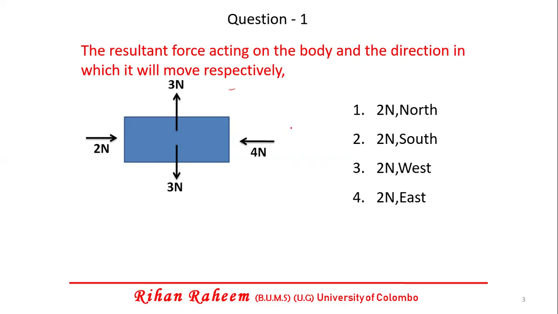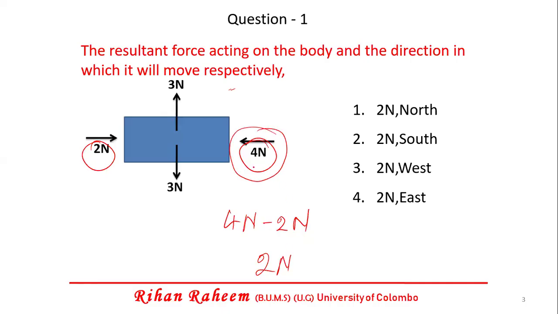Okay, then let's continue. Here, look at the left and right forces. We have a 4 Newton force here and a 2 Newton force here. It's very simple. It's in the opposite direction. So, collinear forces or parallel forces in the opposite direction, we have to subtract. The larger force minus the smaller force. 4 Newton minus 2 Newton. We will get the answer 2 Newton. Direction will be the direction of the larger force. So, 2 Newtons to the west.